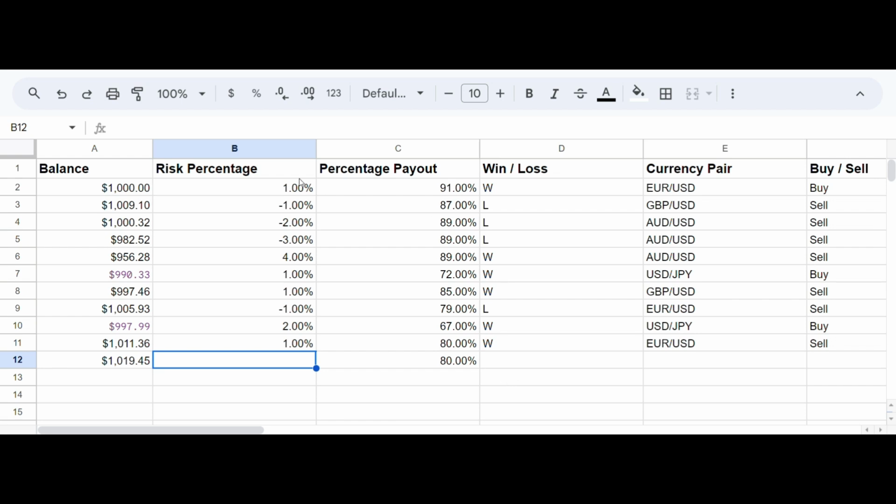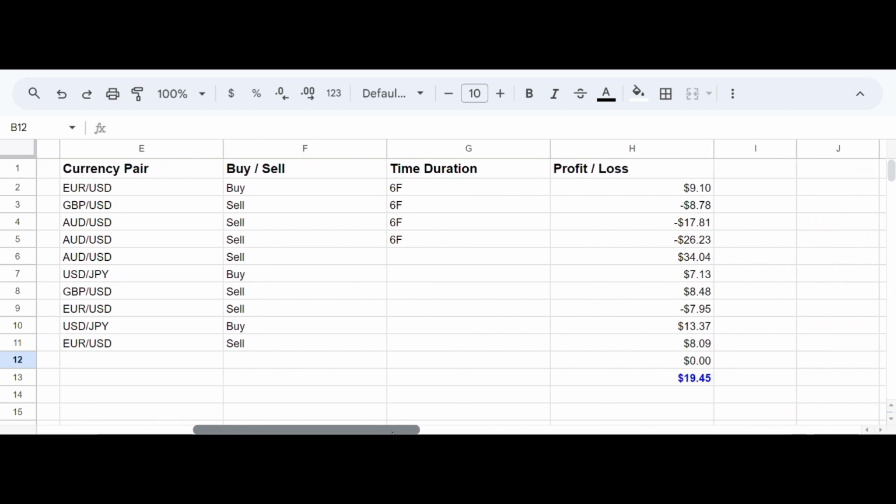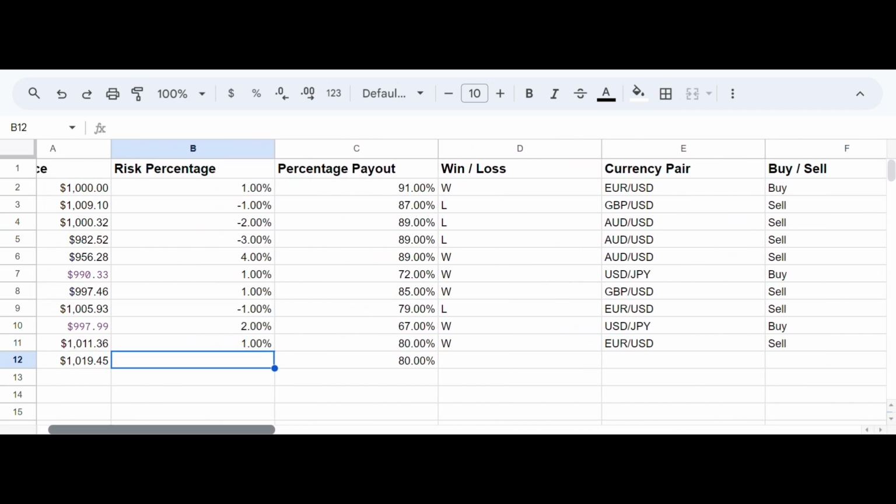And it's a very simple layout here. We have the risk percentage, the payout, which is what the broker pays per pair based on the pair that you're trading, your wins and your losses, the currency pair, whether you took a buy or sell, and your time duration. How long did you stay in the trade?